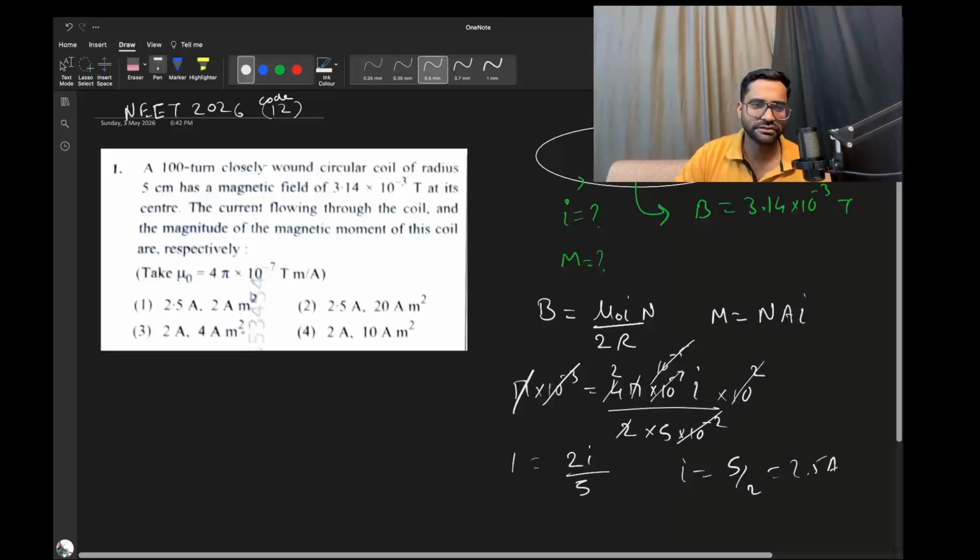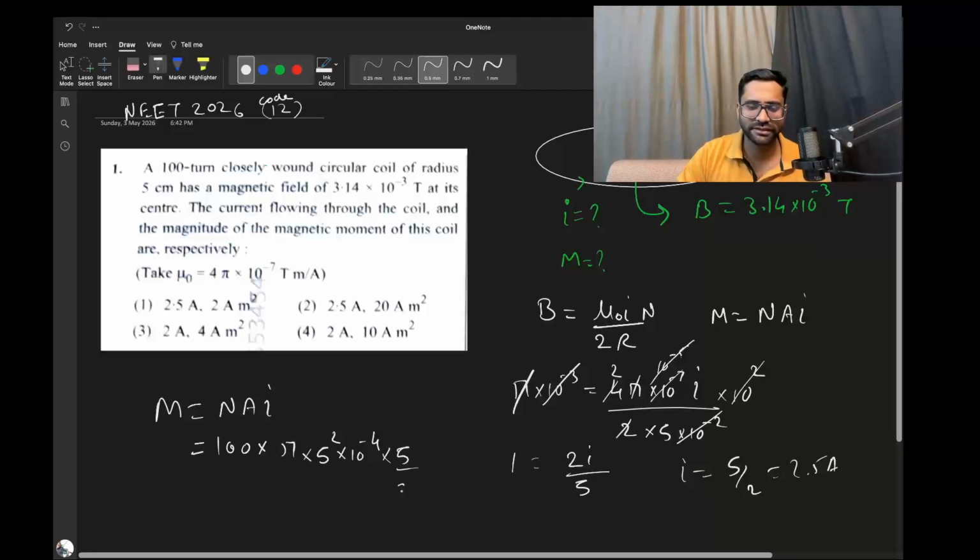But we have two options of 2.5 ampere. So let us find M also. M is equal to NAI. Number of turns is 100. Area is pi r square, 5 square into 10 raised to minus 4, since centimeter to meter you have to convert. Current is 2.5, or you can write 5 by 2.